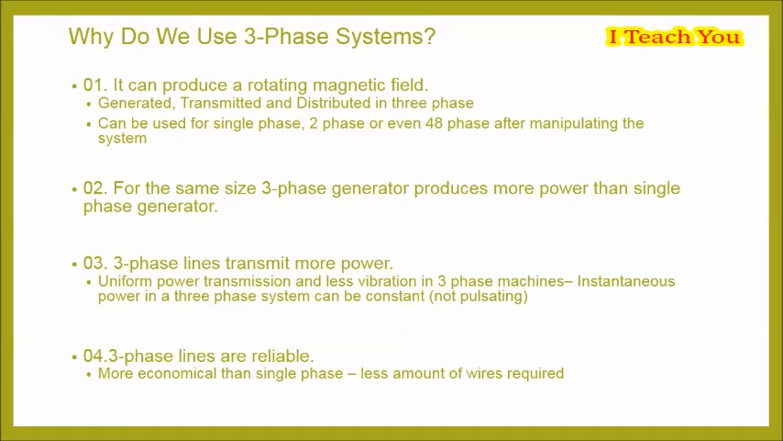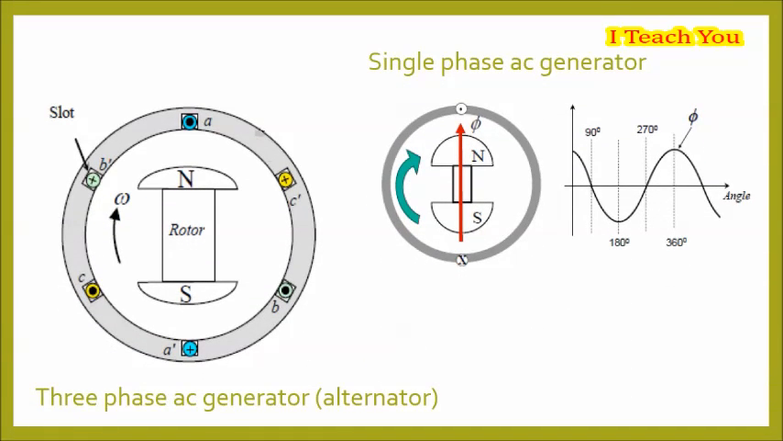Let me ask you a question. Have you ever thought why we use three-phase systems? Number 1, because it can produce a rotating magnetic field. Number 2, because for the same size, a three-phase generator produces more power than a single-phase generator. Number 3, because three-phase lines transmit more power, for example, uniform power transmission and less vibration in three-phase machines. Instantaneous power in a three-phase system can be constant, not pulsating. Number 4, because three-phase lines are reliable and more economical than single-phase, as a smaller amount of wires is required.